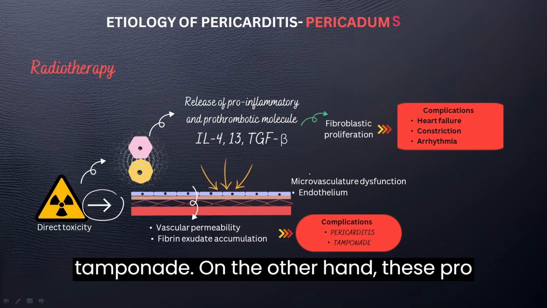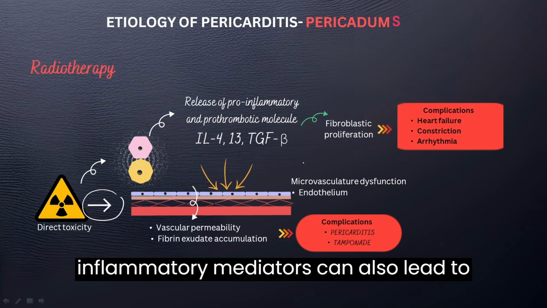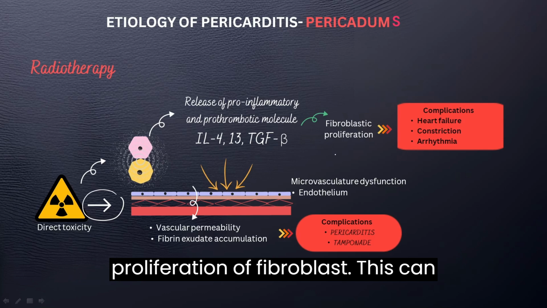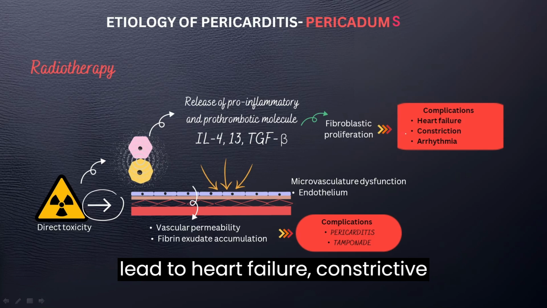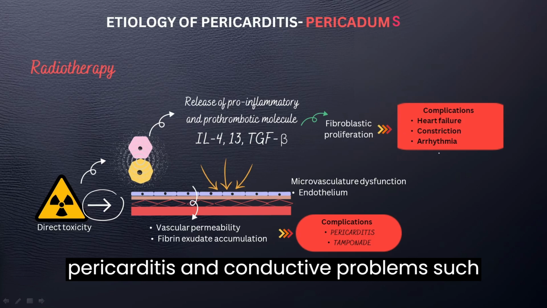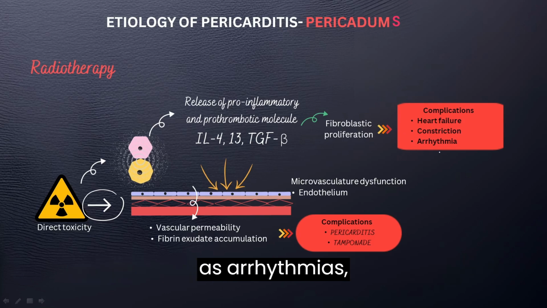On the other hand, these pro-inflammatory mediators can also lead to proliferation of fibroblasts. This can lead to heart failure, constrictive pericarditis, and conductive problems such as arrhythmias.